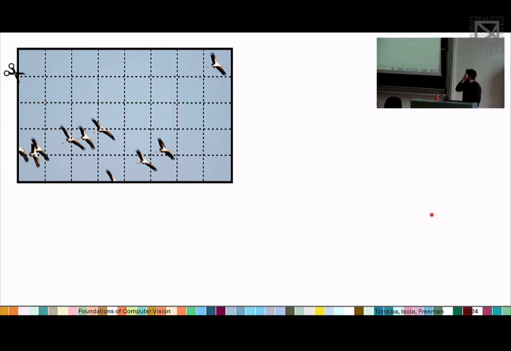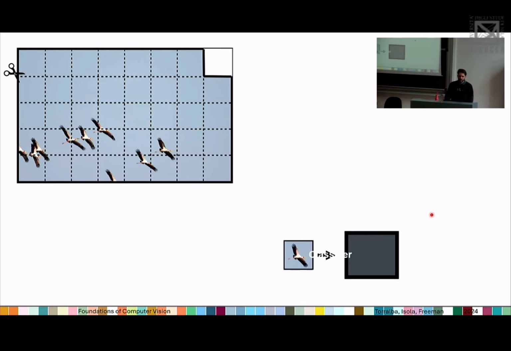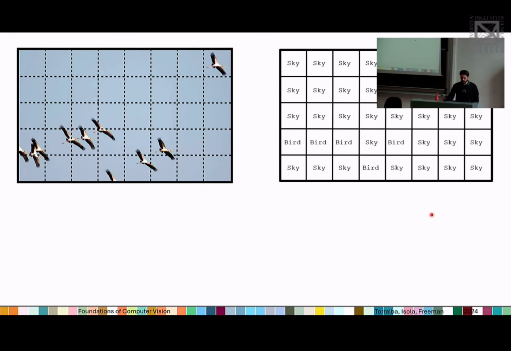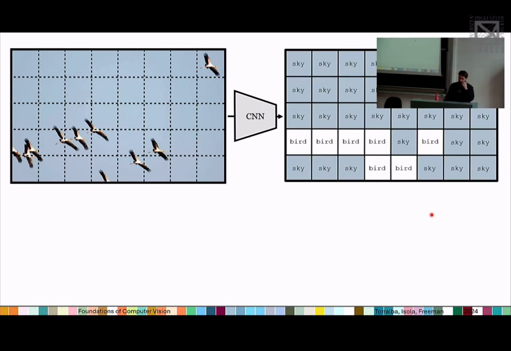We can think about dividing the image into patches. We take each patch, feed that into a classifier, and it says, okay, this one is probably a bird. Then we take the second patch, and it's the sky, and we get to this situation here. We might think about doing that with a multi-layer perceptron. If we have a small patch, like 32 by 32, that's pretty easy to compute.